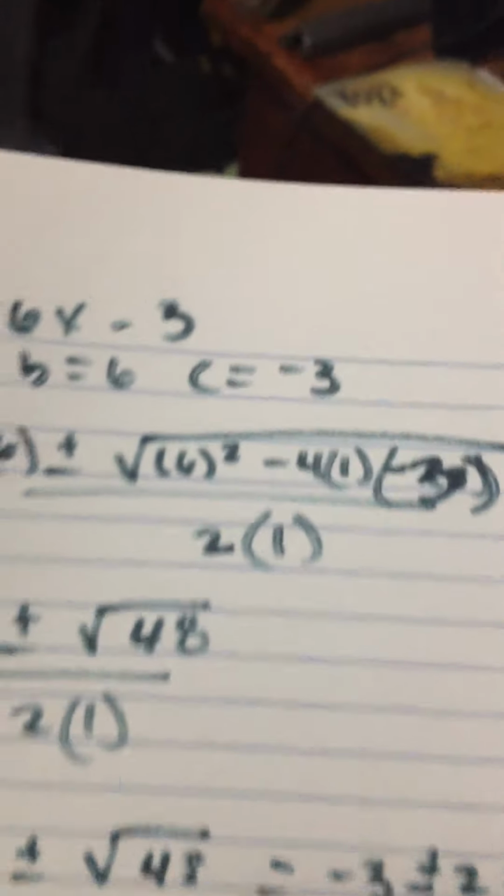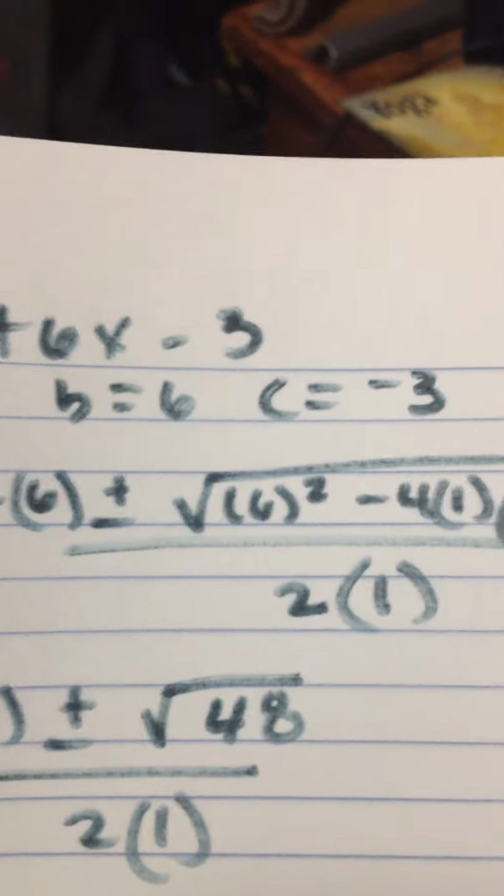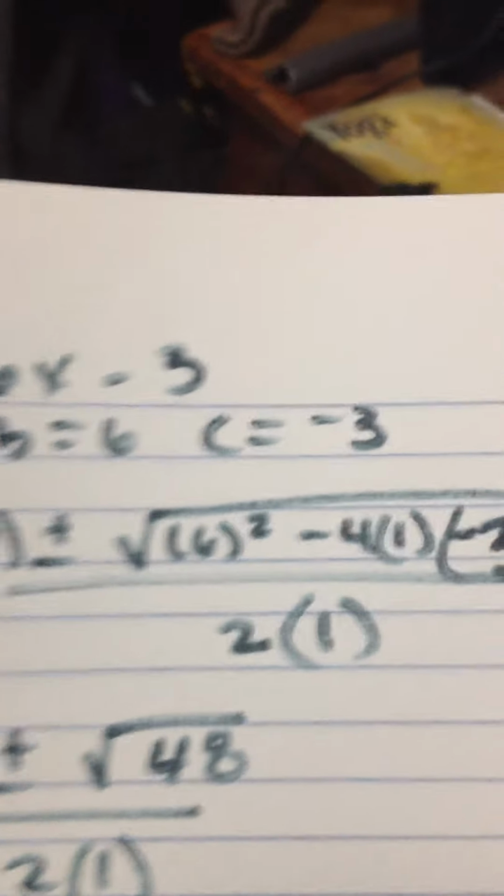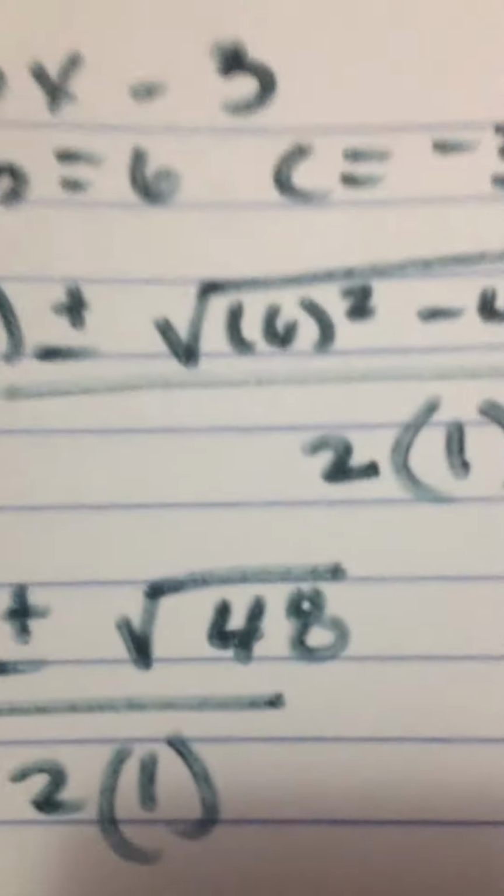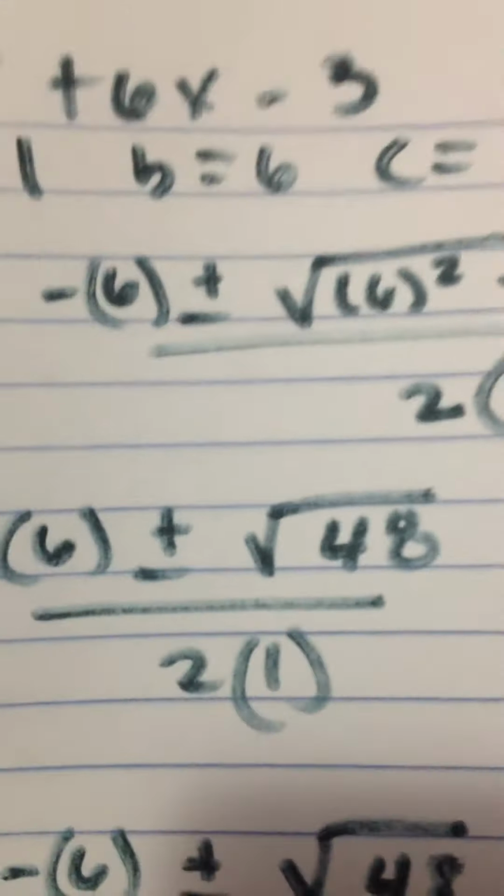Then you apply the quadratic formula, and then you plug in your variables, and then you solve for it. So right after you plug in your variables and numbers, solve inside the radical first. So that's 6 to the power of 2, 36, minus 4 times negative 3, which gives me 48.